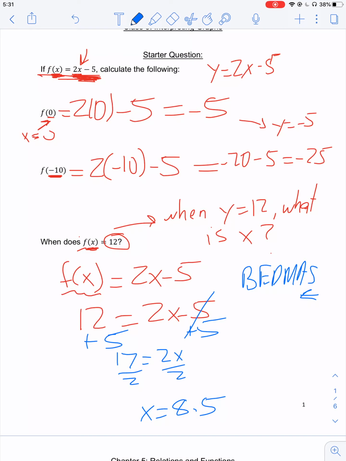So just understand the difference between this notation f of 0 and when f of x is equal to something. This tells you that my x value has to be replaced by 0. This over here tells you that your f of x value, not x, f of x, needs to be replaced by that value, which is 12. So those are two completely different questions.